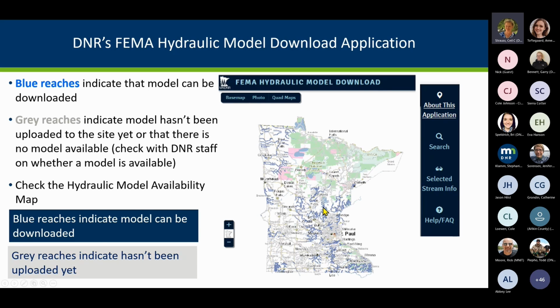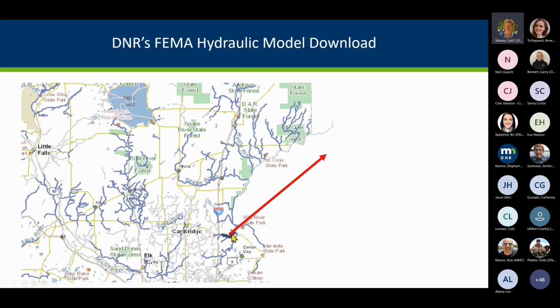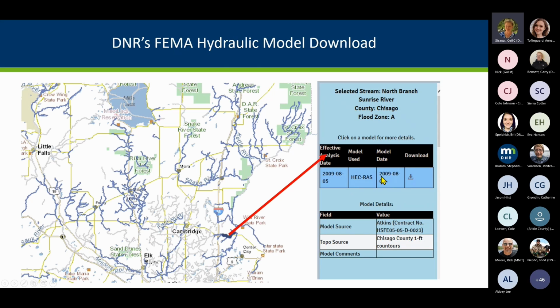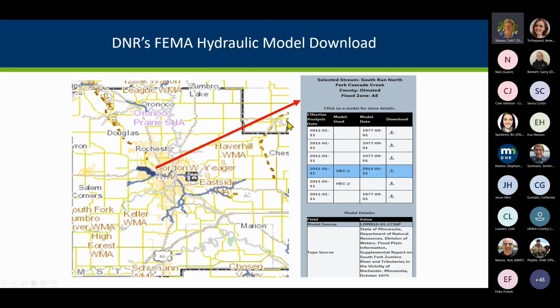But you go here, you click on the stream, it will give you some information about that model, and you can download that model right here. And so you don't have to ask DNR staff to get it for you. For several years now, we've had these available at any time on this website. And in some situations, we may have multiple models for a reach, especially in some of these more complicated areas with detailed studies. And you can download those models there also.